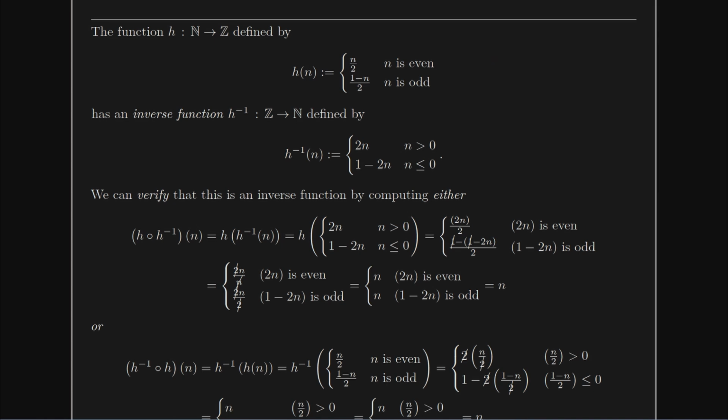And its inverse is defined with an input of the integers. What does it do to the integers? Well, if the integer happens to be positive, it's just going to double it. And if the integer happens to be negative, it's going to take 1 minus double it. And that will send me right back to where I started.